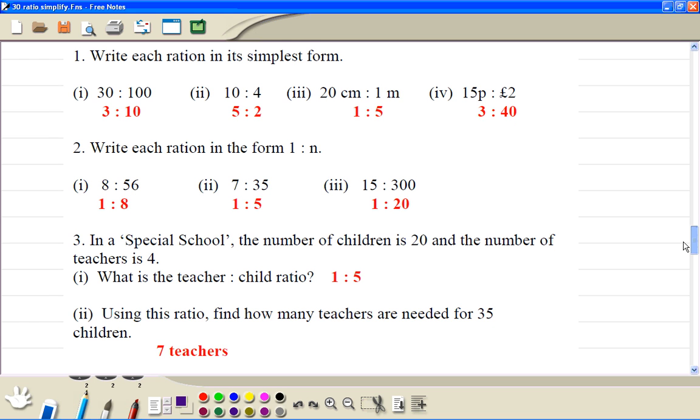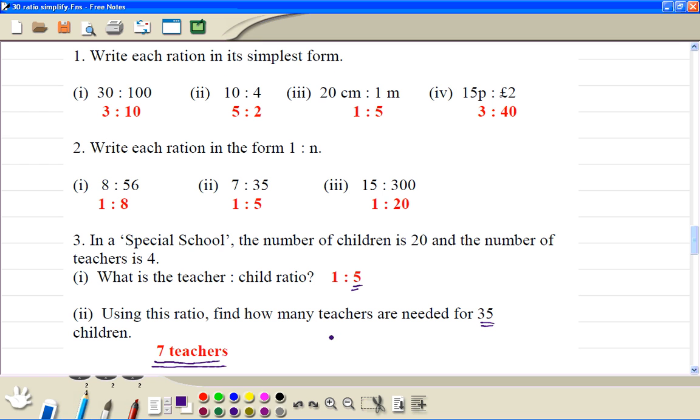Here are the answers. Question 3. 4 teachers, 20 children, so ratios 1 to 5. And for 35 children, you would divide this number by this 5, so you get 7 teachers.